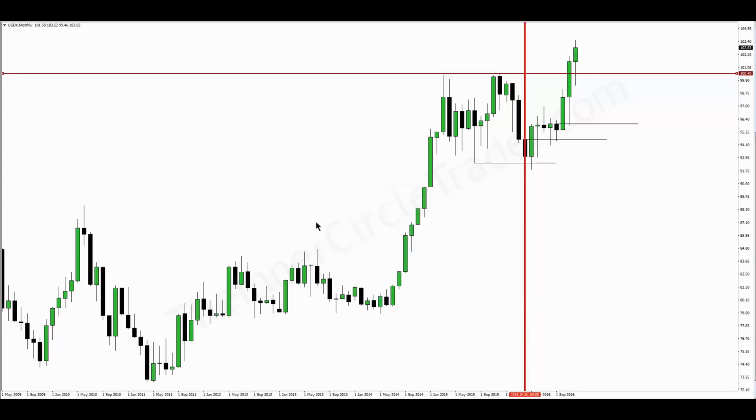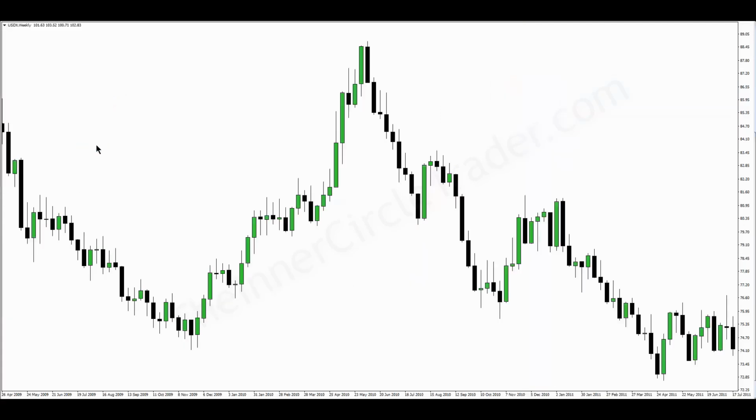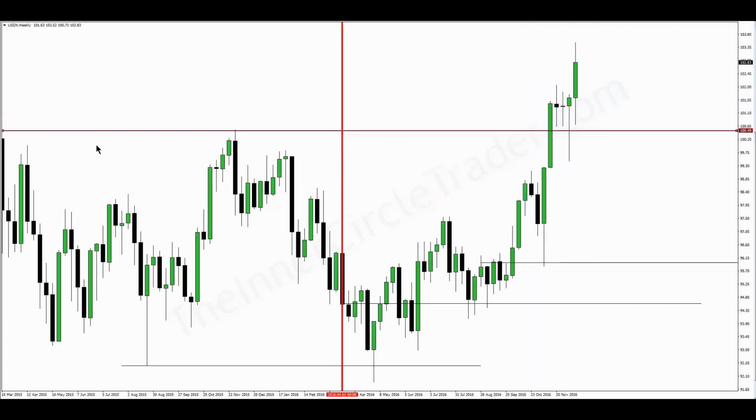Okay, so now we're going to drop down into a weekly chart, and we'll see how this gives us a weekly bias as well. Here it is here. Price trades down into that level. Okay, price rallies away.